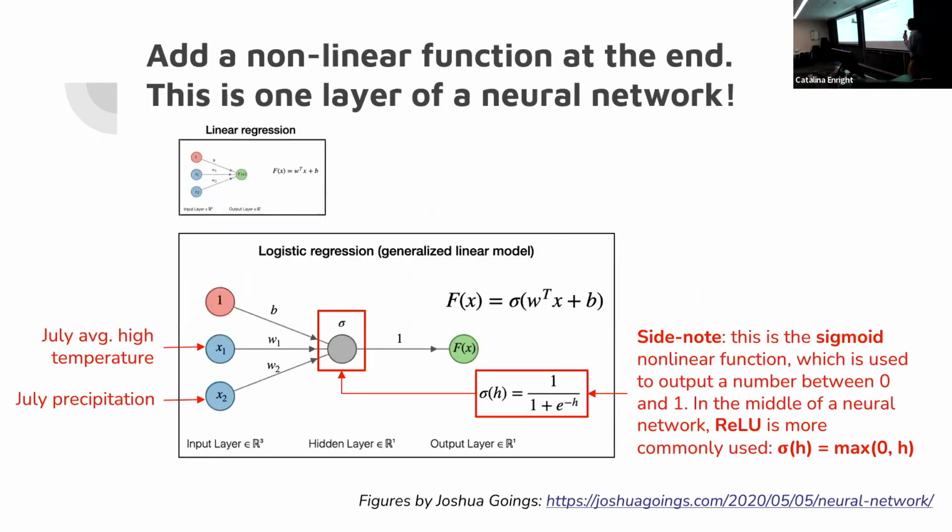So again, we still have our linear function on the left here. This gray node is taking the weighted sum of these inputs. The only change so far is that we add a nonlinear function at the end of this. The nonlinear function can really be anything. Here, this is a sigmoid, which is convenient if you want to squash the number to be between 0 and 1. And of course, nowadays in neural networks, ReLU is more common. I won't really go into this. There's just a bunch of different nonlinear functions you can use.